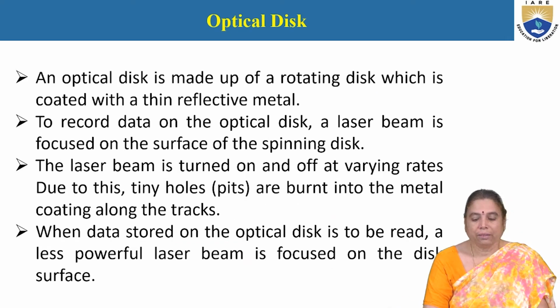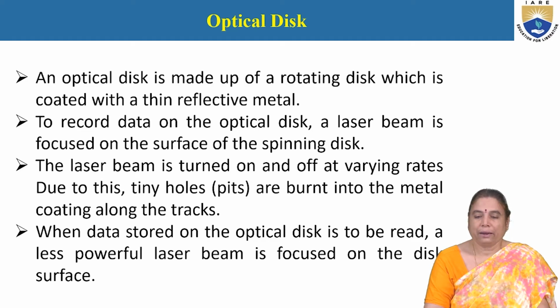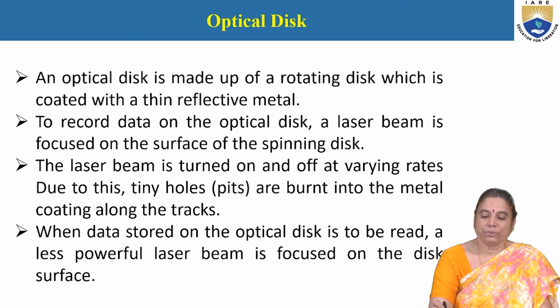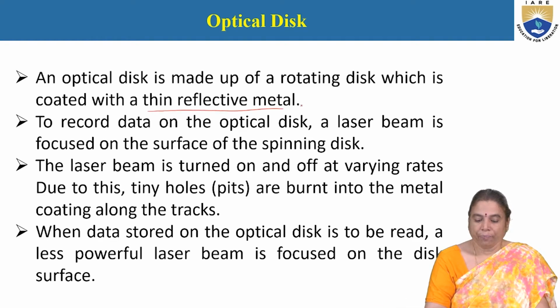Next variety is the optical disk. It is made up of a rotating disk which is coated with a thin reflective metal. So by using pits, the data can be stored on this optical disk.